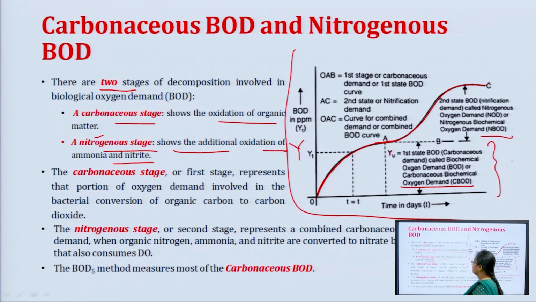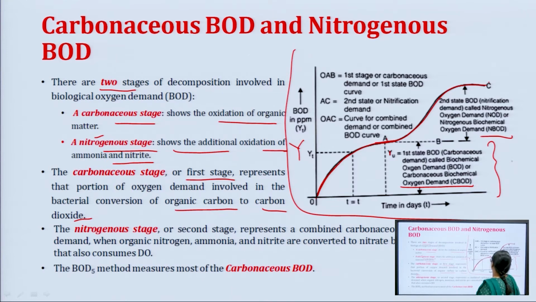The carbonaceous stage, or the first stage, represents that portion of oxygen demand involved in the bacterial conversion of organic carbon to carbon dioxide. As the name suggests, for carbonaceous BOD we are talking about the organic carbon. All organic matter is going to have carbon, nitrogen and oxygen, and the oxygen required to oxidize the carbon part will be the carbonaceous BOD. So the first stage is this: if there is organic matter, the bacteria are first going to attack the organic carbon, and then when that is over, the nitrification part will start.